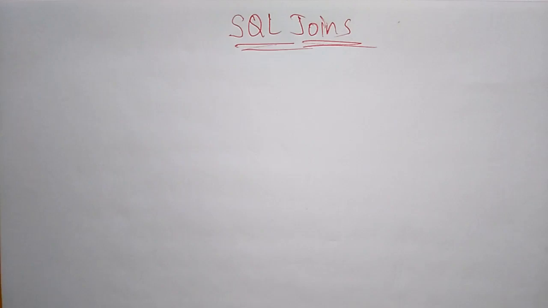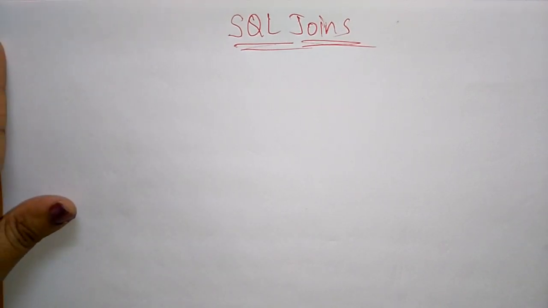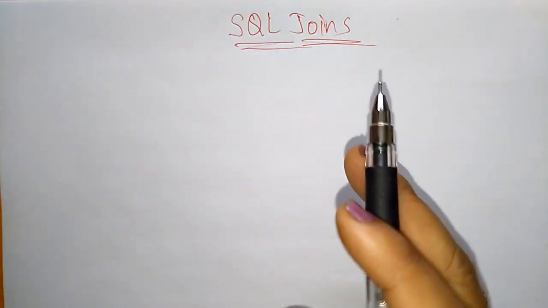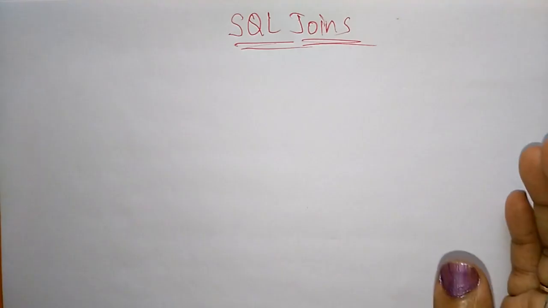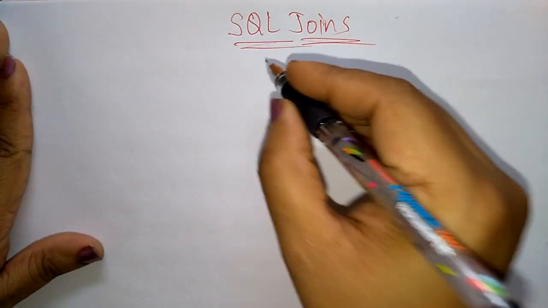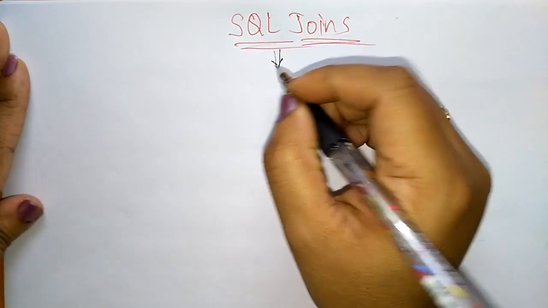Hi students, coming to the next topic in database management system is SQL Joins. So SQL Joins is nothing but structured query language joins. Joining means you are combining two or more tables with clauses. So let us see what this SQL join is.